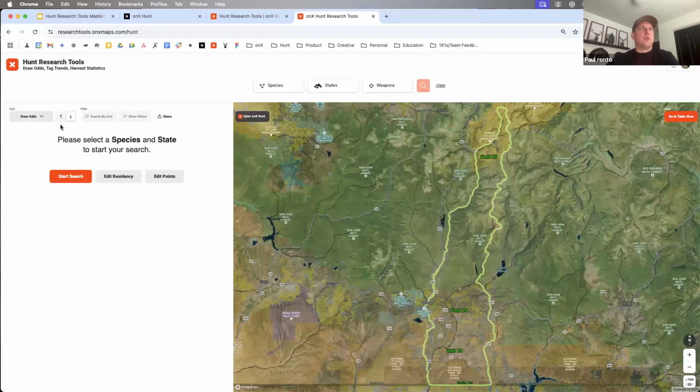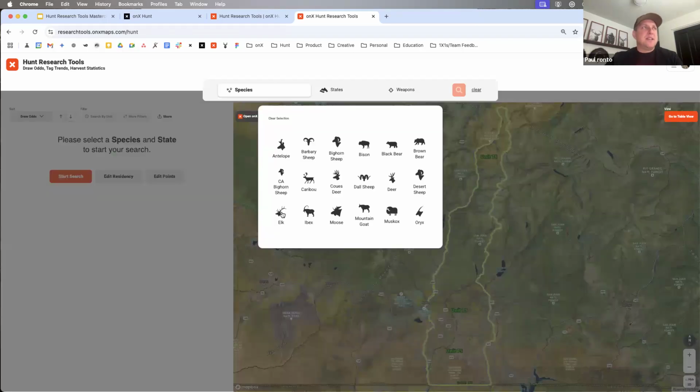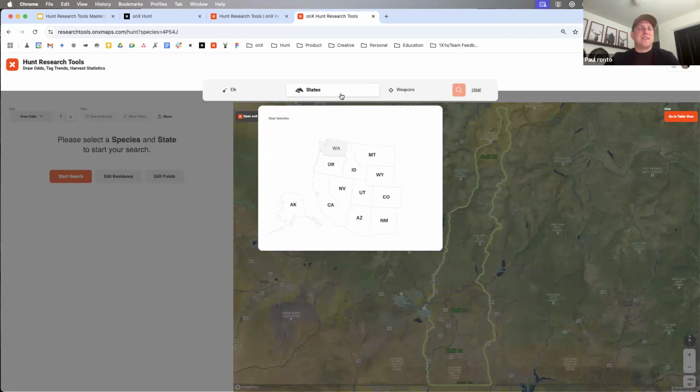Now let's go back to the draw tool. I've got my profile set up and I want to start searching. So first things first, I'm going to pick my species. Let's look for elk. That's the most popular. Now I'm going to go over to states. I'm going to pick a state. I'm going to do Colorado just because I'm a Colorado native or Colorado resident, and the Colorado draw is coming up here soon. Pardon me, in 2 weeks, April 1st.